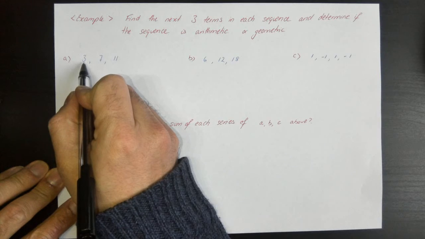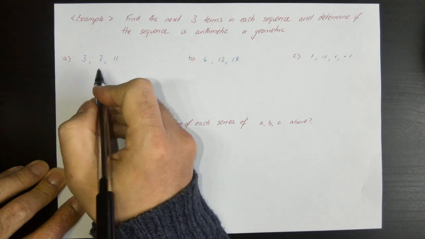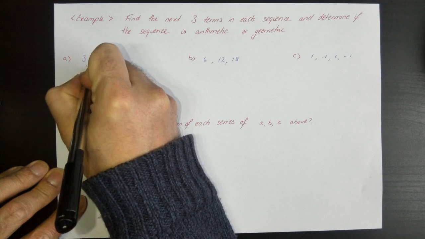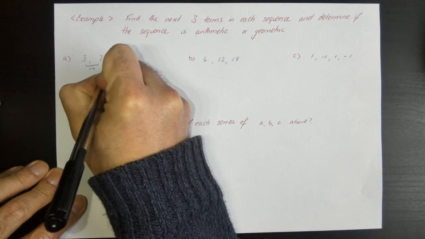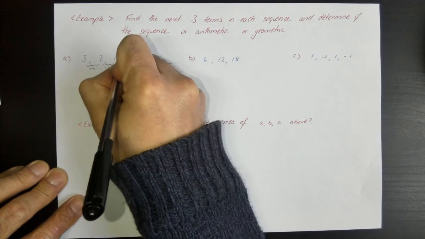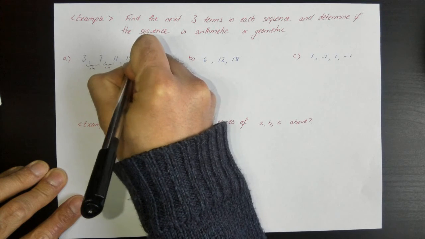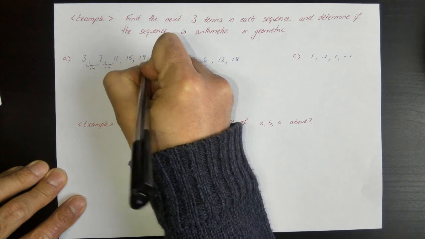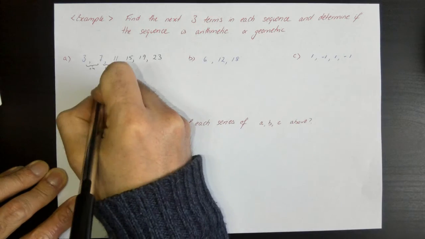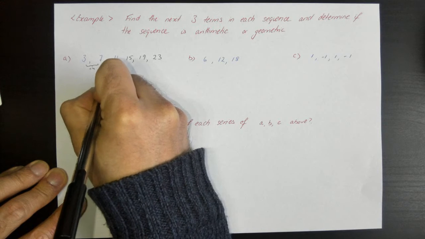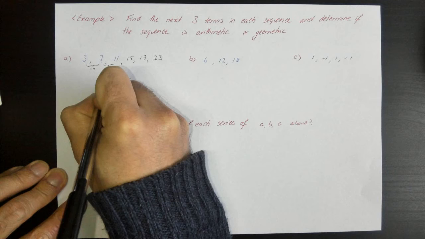So we go 3, 7, 11. This looks like we're adding 4. So the next one is 11 plus 4 is 15, plus another 4 is 19, plus another 4 is 23. So this would definitely be an arithmetic sequence.